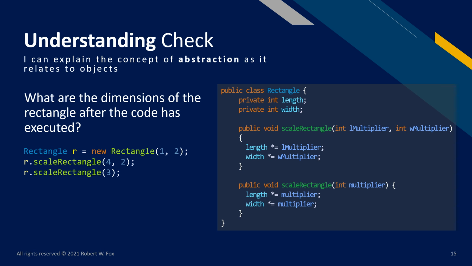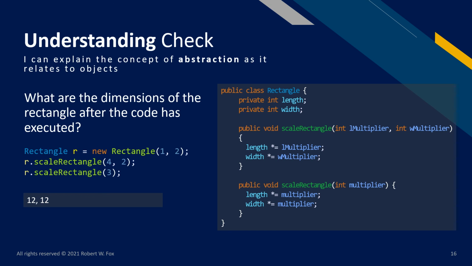Let's do a final understanding check. On the screen, I've got some code that creates a rectangle object, and then I call the scale rectangle method twice. What I'd like to know is, after that code executes, what are the dimensions of the rectangle? Pause the video, think about it, and when you're ready, start it up again.